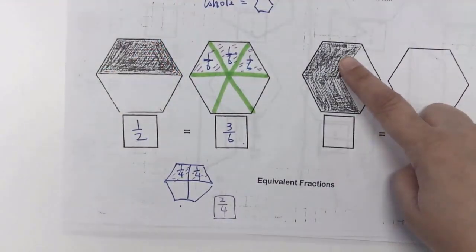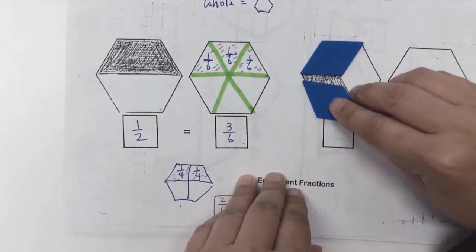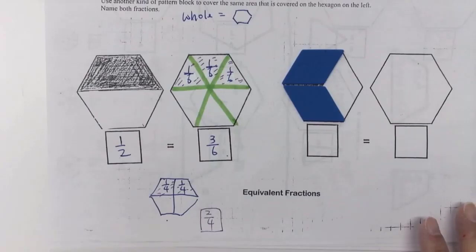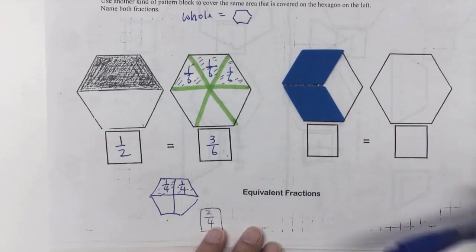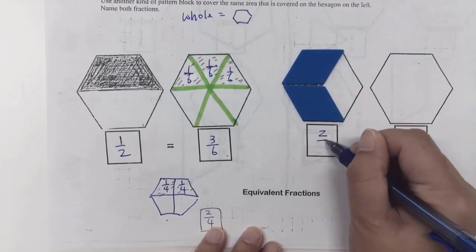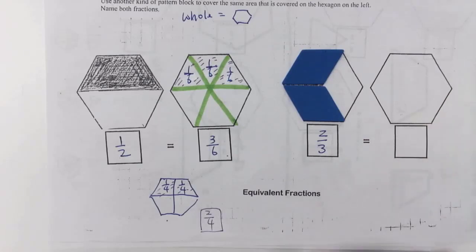How about this one? Let's look at the blue parallelogram. If again a yellow hexagon is 1, here are 2 parallelograms, and what fraction? Yeah, you need 3 of those to fill up a yellow hexagon, right? So each one is 1/3, 1/3. So we have thirds. And then how about finding another shape that will cover the same area? What color can we use? Find one that will cover the same area.